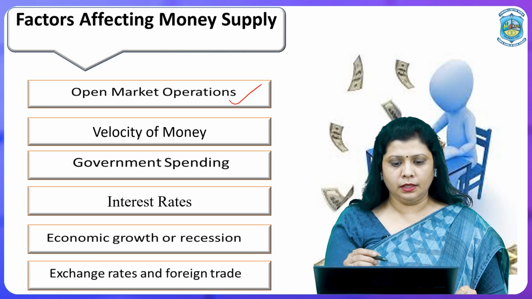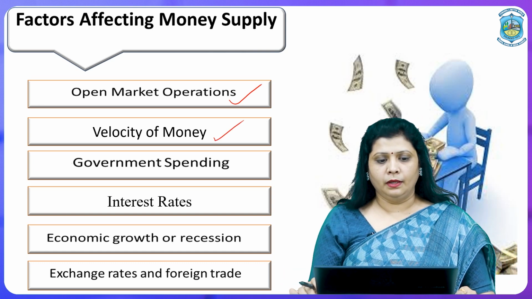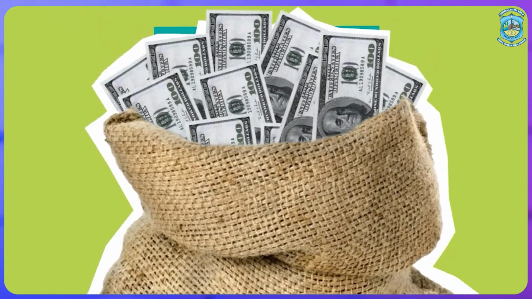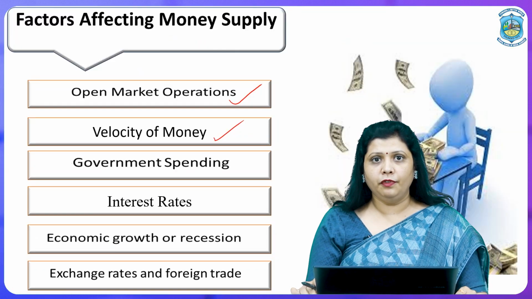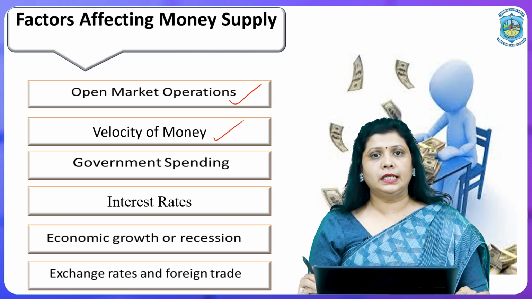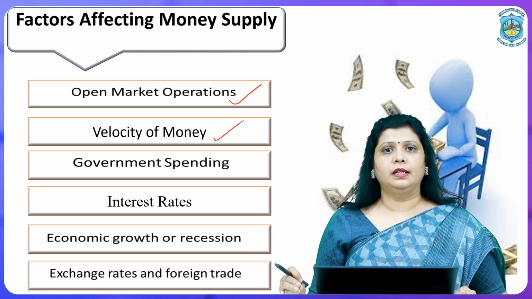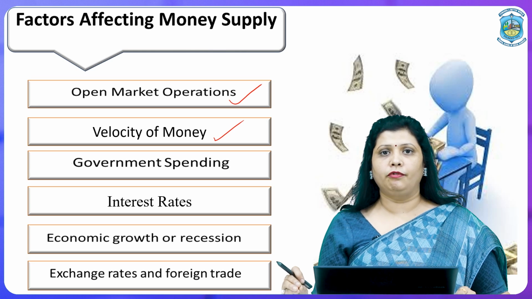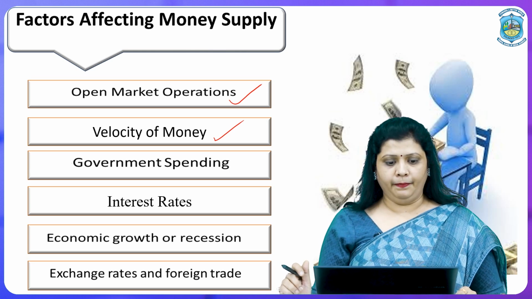Next is the velocity of money. Velocity of money also affects the money supply. Velocity means the flow. If the flow of money in the economy is increasing day by day, the money supply will increase. If the velocity or flow of money is slow, the money supply will be lesser.